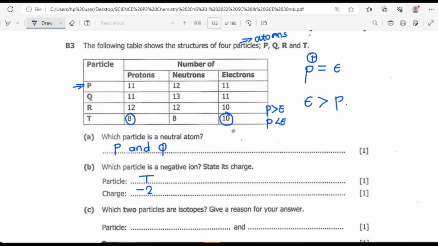Which 2 particles are isotopes? So what are isotopes? Isotopes are compounds, or I mean not compounds, but elements with the same atomic number but different mass numbers. So which of these can be this? So let's first look at P. How can we find the mass number? For us to find the mass number, we add the protons plus the neutrons. So 12 plus 11, we get 23. Then the atomic number is just the number of protons, which is 11. Okay. Now let's look at our Q. It is 11 plus 13, which is 24. Then here we have 11. So you can say that Q and P are isotopes because their atomic numbers are the same, but their mass numbers differ. So it's P and Q.